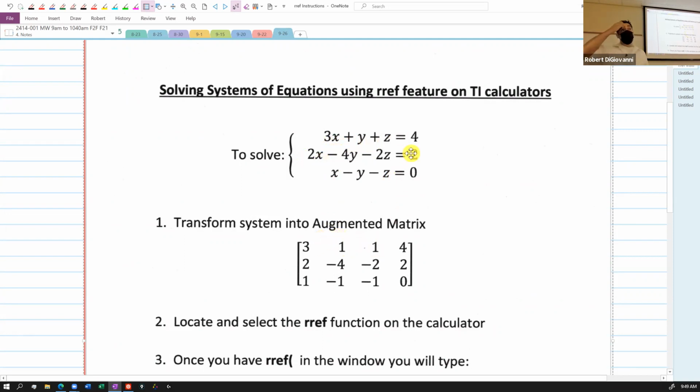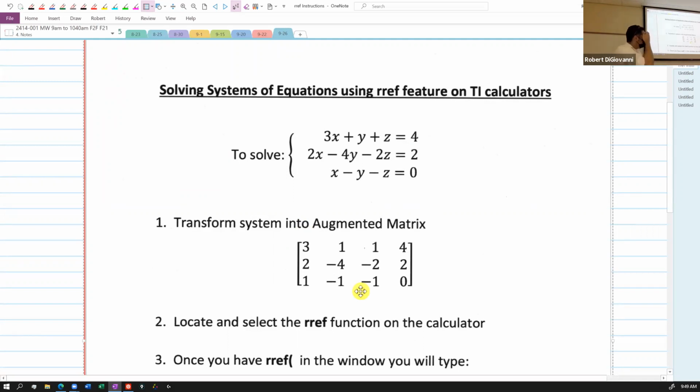Now it's important that you have all the x's lined up, y's, z's, equal sign. Then you do this, right? So we'll have 3, 1, 1, 4. The next one is 2, negative 4, negative 2, 2. Boom. And then the last one is 1, negative 1, negative 1, 0. There we go. We have this matrix.